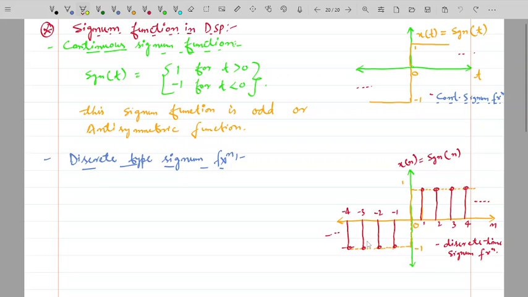So guys, in the previous videos we have discussed some signals in the DSP, and in today's video we will discuss the signum function signal, in continuous time and discrete time, in DSP. So one by one we will discuss.